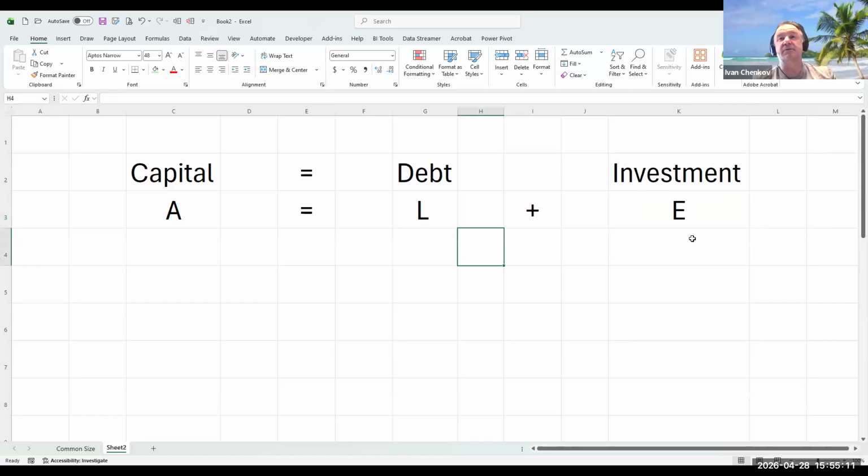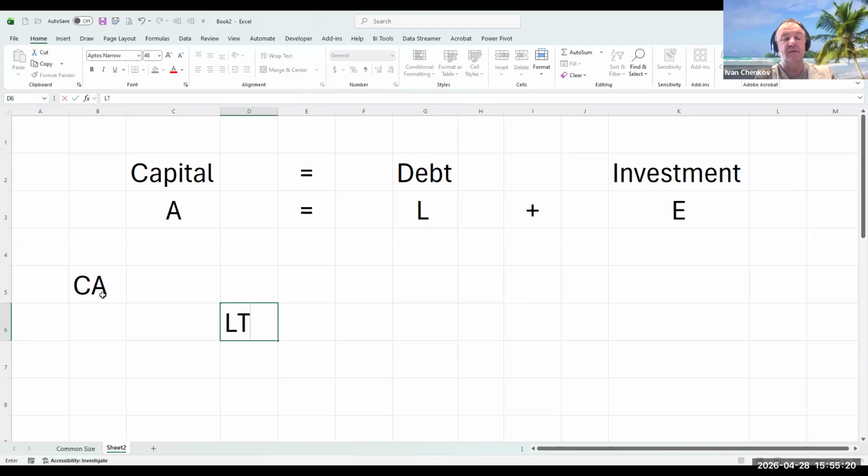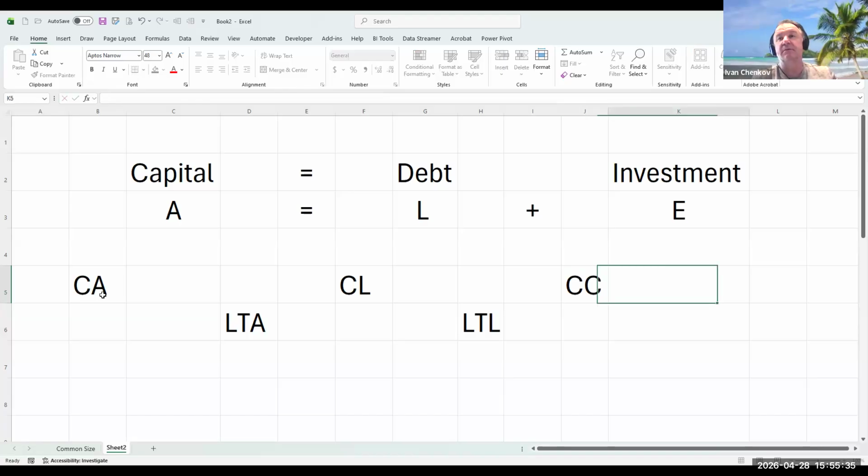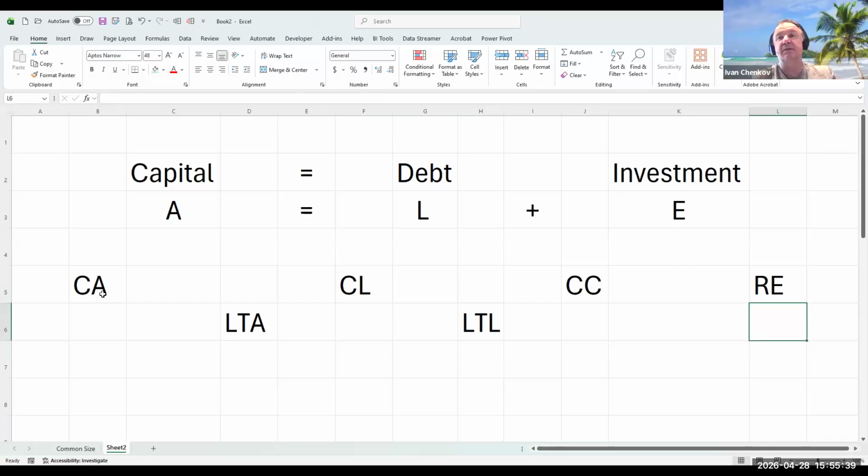Now, under each of those, you have different components. For example, under the assets, we're going to have the current assets, and then we're going to have long-term assets, as we saw last time. On the debt, you're also going to have a current liability and a long-term liability. And in the equity section, we're going to have contributed capital, and we're going to have retained earnings, which comes from the net income. But that's pretty much what it is.